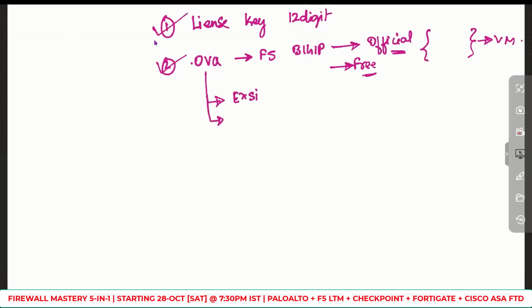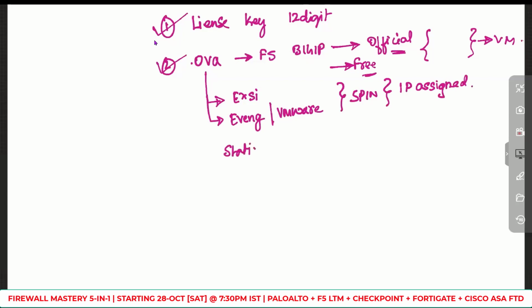If you need a home lab, definitely we will give you the ready-made file. But if you are creating it yourself, then you can load it directly on EVNG. Or if you have VMware, you can also install it on VMware itself. Okay, and then you spin this, you get an IP assigned. By default, F5 will have a static IP in this range, 192.168.1.245.